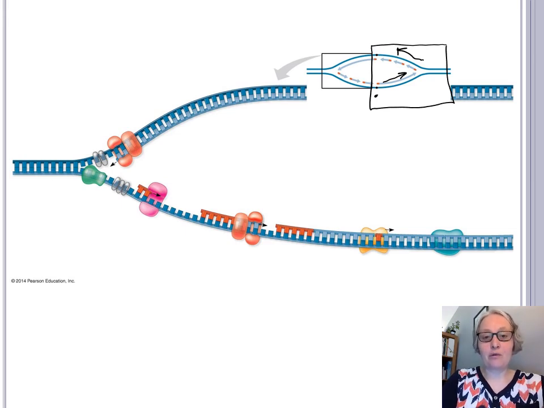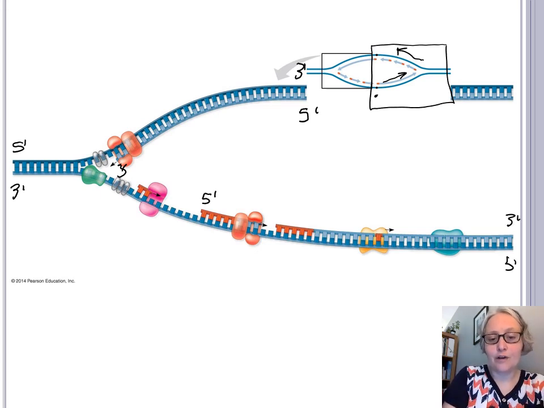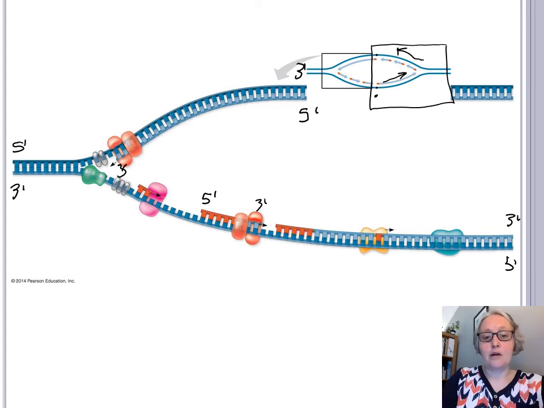There isn't 5' or 3' labeled on this particular image, but you should be able to identify that right here would be a 3' end, because that's where DNA polymerase 3 is adding new nucleotides. That would make this right here 5', 3', 5', 3', 5', 3', 5', 3'. So again, you should be comfortable with all of these different enzymes.